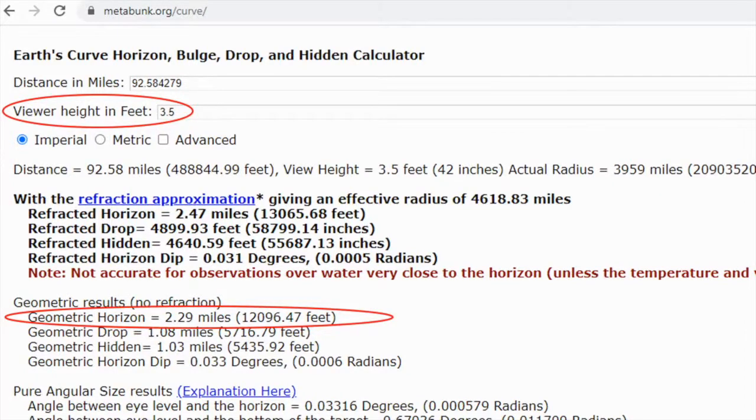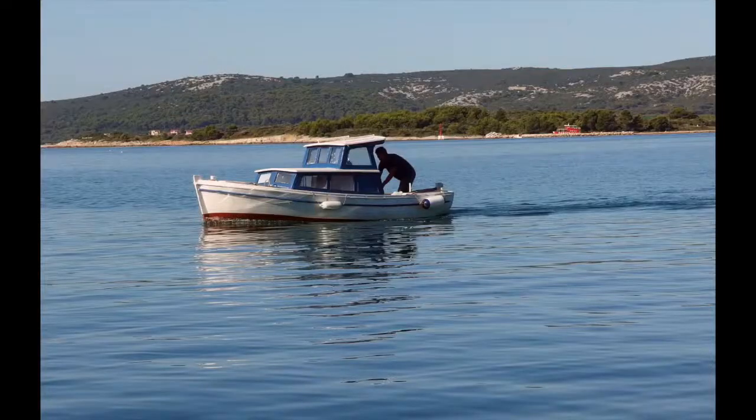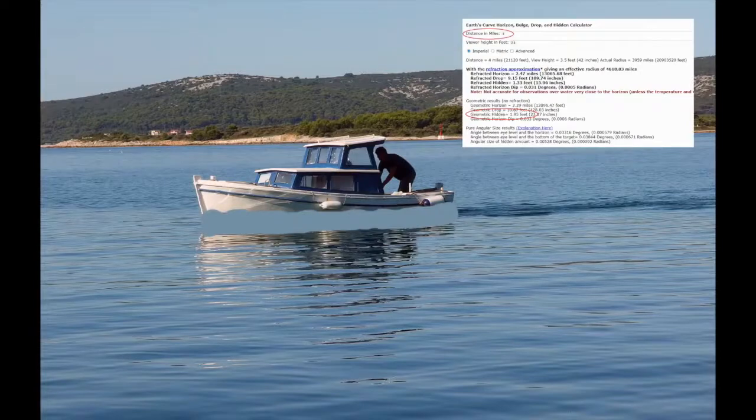The observer height is 3.5 feet, which, when put into an Earth curve calculator, gives a distance of 2.29 miles. This means that everything beyond this 2.29 miles will be incrementally obscured from the bottom, due to the fact it will be behind the curvature of Earth. For instance, if there was a boat at 4 miles away, then the bottom of the boat should be hidden by 1.95 feet. A relatively small amount, but remember the curve is not linear, it is squared, and as such the further away something is, the greater the hidden value.